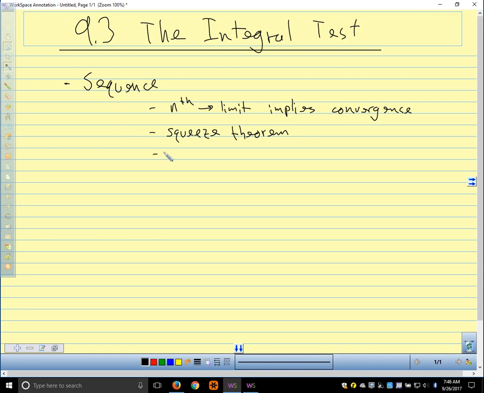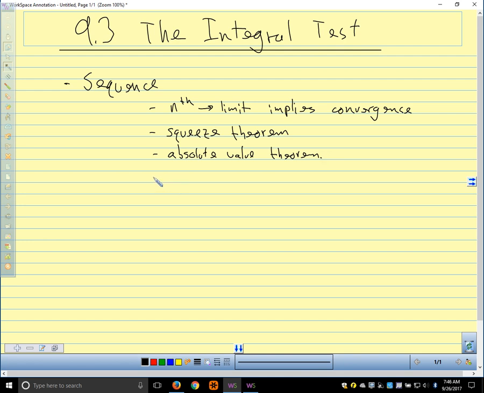We also talked about looking at the absolute value of each term. So if the absolute value of our terms, the limit as n approaches infinity of the absolute value of those terms approaches 0, then the original sequence has to approach 0. So if we have some kind of sequence where the terms are alternating positive and negative, but the absolute value terms converge to 0, then our alternating sequence also has to converge to 0.